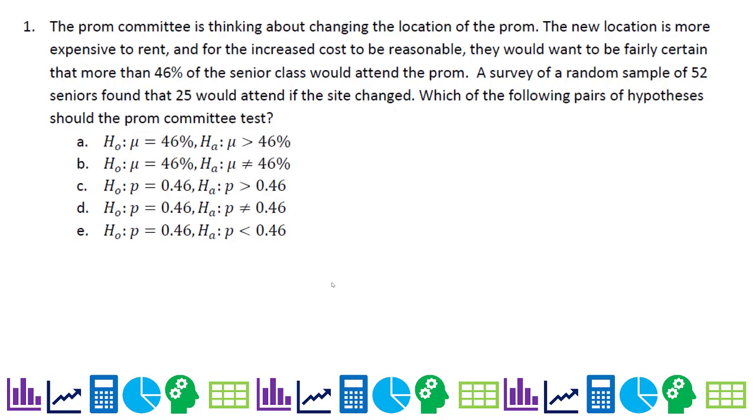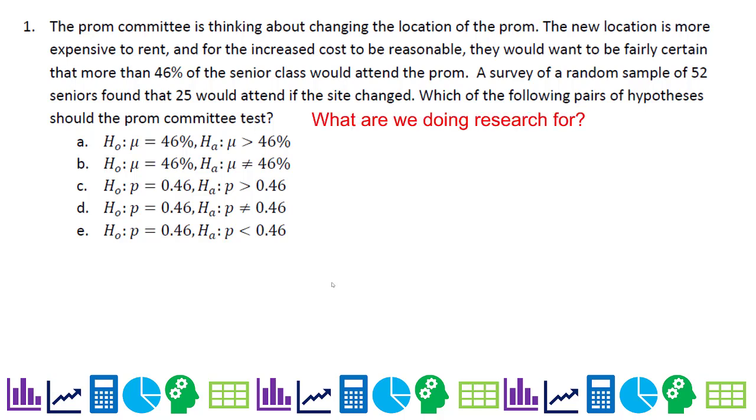Number one, the prom committee is thinking about changing the location of the prom. The new location is more expensive to rent, and for the increased cost to be reasonable, they would want to be fairly certain that more than 46% of the senior class would attend the prom. A survey of a random sample of 52 seniors found that 25 would attend if the site changed. Which of the following pairs of hypotheses should the prom committee test?